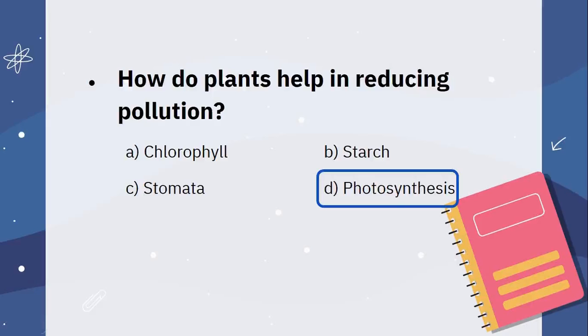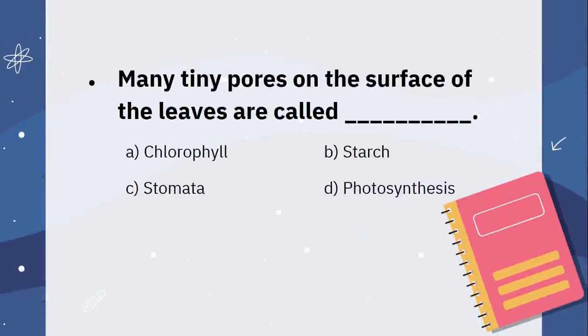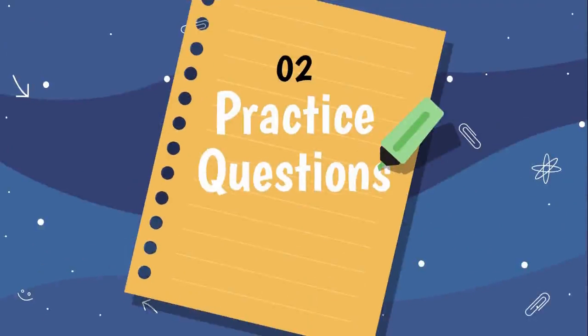Okay? Next question. Many tiny pores on the surface of the leaves are called dash. Right answer is stomata. Stomata are minute openings found in the epidermis of leaves, stems, and other plant organs. Stomata allow gases such as carbon dioxide, water vapor, and oxygen to diffuse into and out of the internal tissues of the plant.